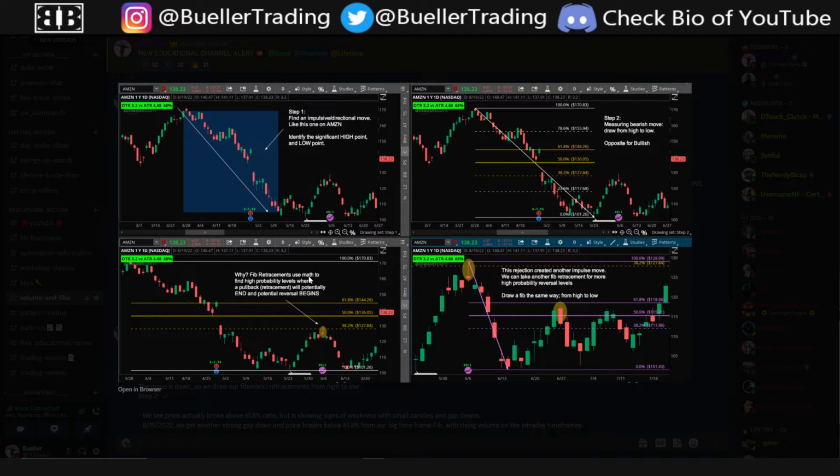Why? Fib retracements use math to find high probability levels where a pullback or retracement will potentially end and potential reversal begins. This rejection created another impulse move. We can take another fib retracement for more high probability reversal signals, draw a fib the same way from high to low.